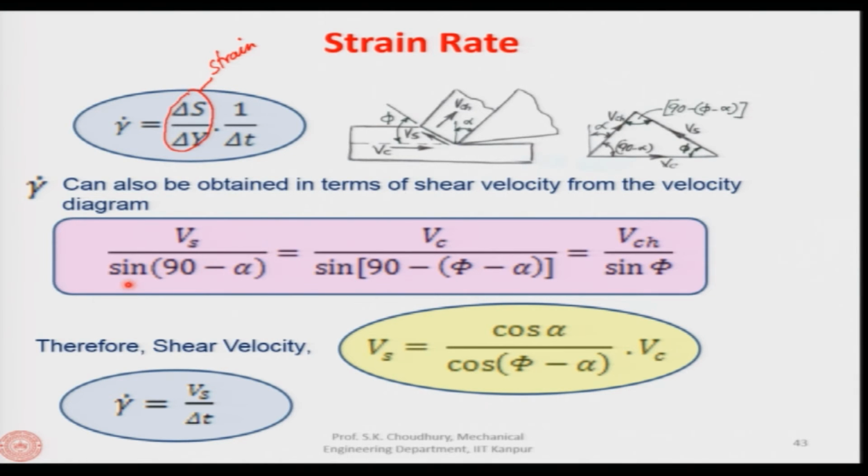Vs divided by sine of 90 minus alpha, which is cos alpha, equals Vc divided by sine of 90 minus phi minus alpha, which is cos of phi minus alpha, equals Vch divided by sine phi. Therefore, the shear velocity Vs we can find through Vc as Vc sine of 90 minus alpha divided by sine of 90 minus phi minus alpha, which is cos of phi minus alpha.